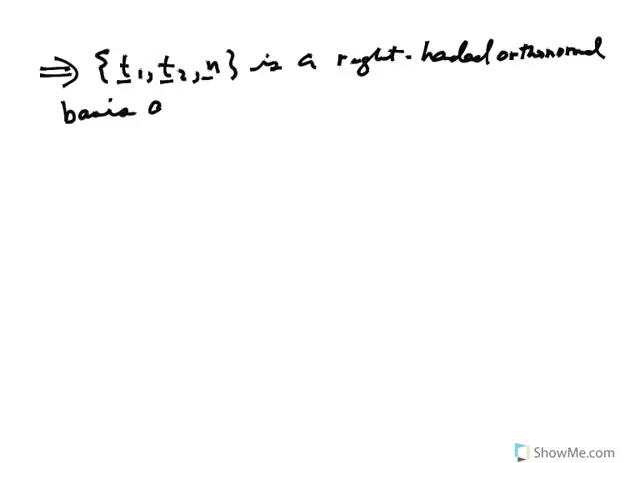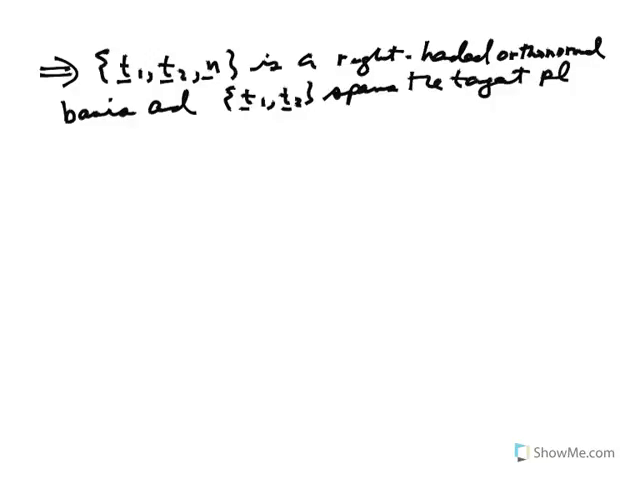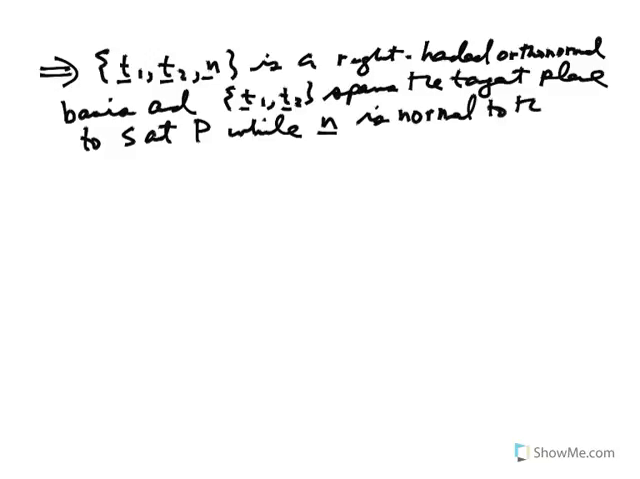And T1, T2 lies, or I should say spans, the tangent plane to S at P, while n is normal to the tangent plane to S at point P.